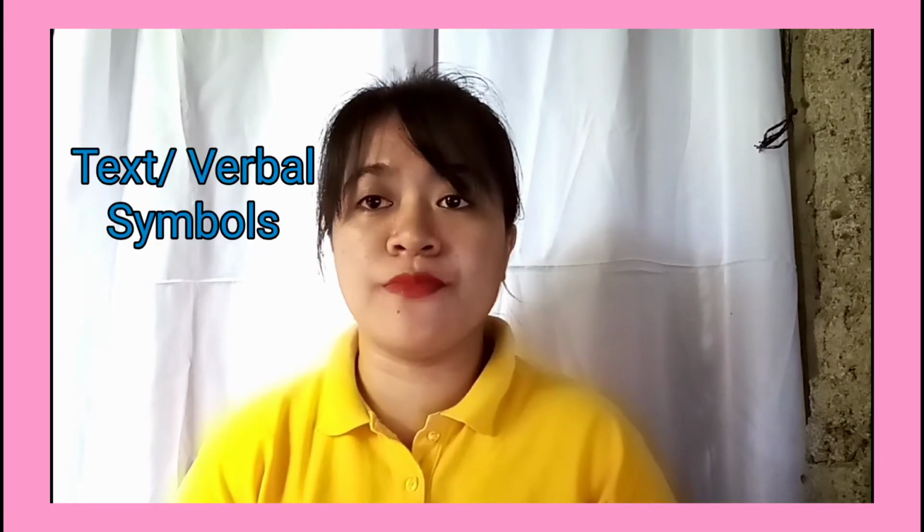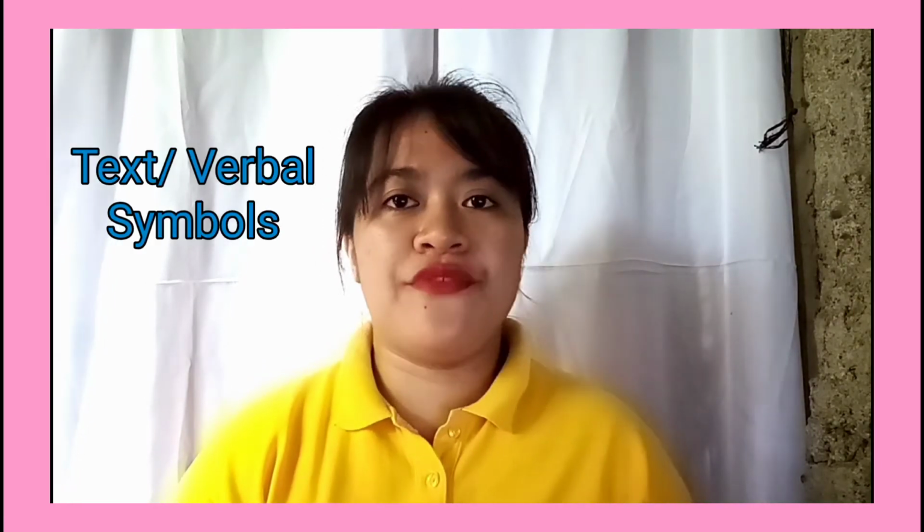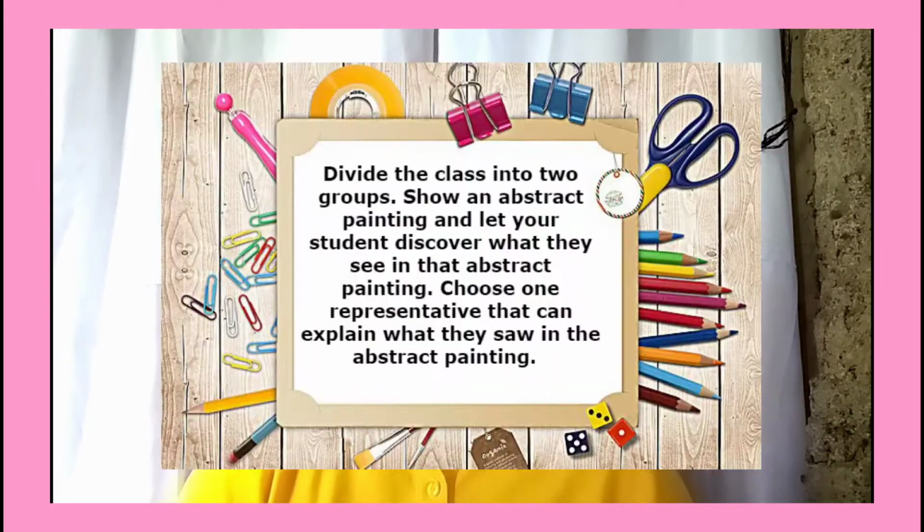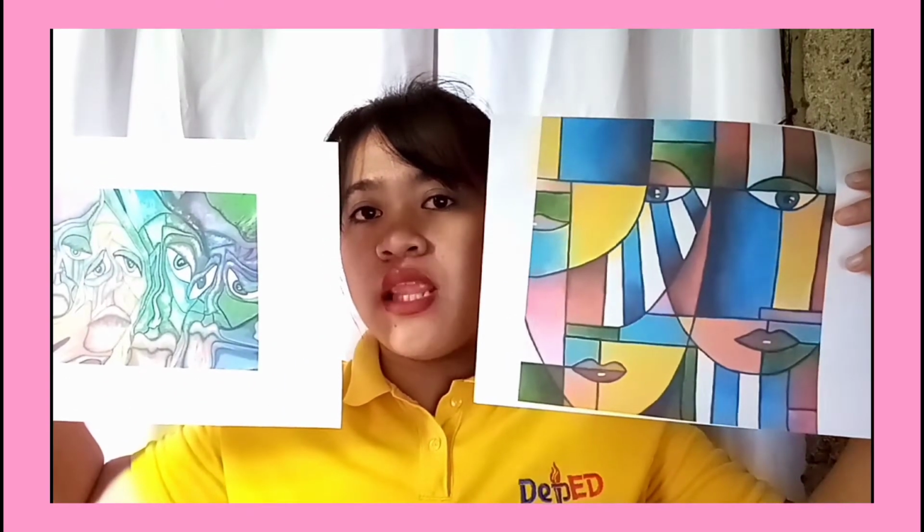So the first level of Edgar Dale's cone is the text or verbal symbols. The activity that I made is to divide the class into two groups. Show an abstract painting and let your students discover what they see in that abstract painting. Choose one representative that can explain what they saw in the abstract painting. For example, with these two abstract paintings here, I will assign one to each group and have them choose one representative.